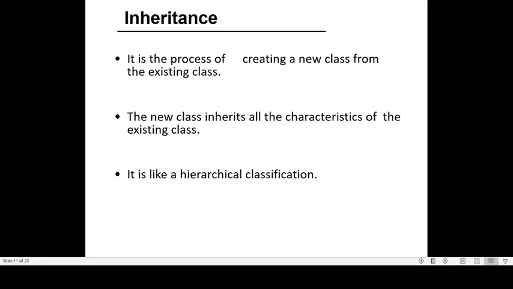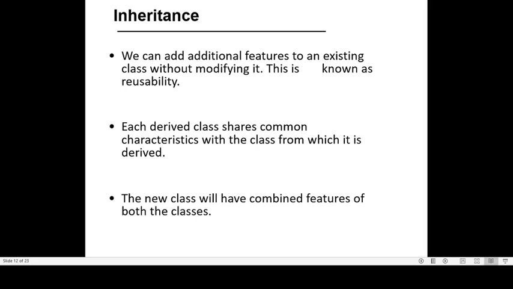X is called the parent class, superclass, base class. Y is called the derived class, child class, subclass. It is like a hierarchical classification. We can add additional features to an existing class without modifying it. This is known as reusability. That means the main feature of inheritance is reusability of the code and data.